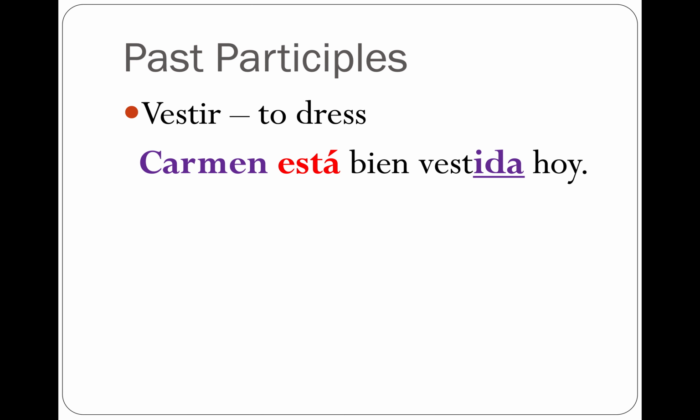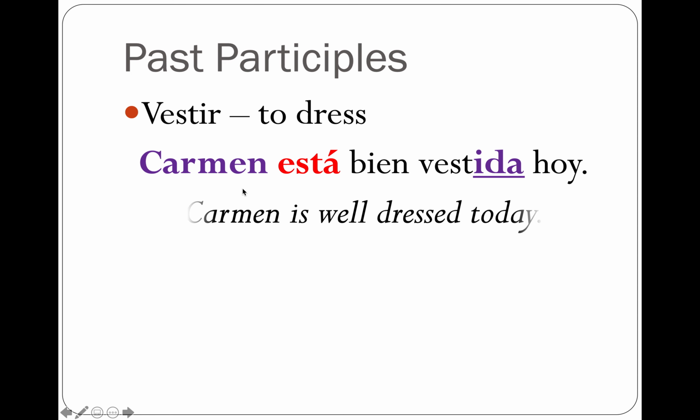Okay, and you do the same thing. See, vestir is ido or ida, depending on what you're trying to describe. So I'm describing Carmen. Carmen is a girl. That's a name for girls. So you have to use the verb to be, estar. And then the second verb will be vestir, which becomes an adjective. You're describing Carmen, all right? So Carmen is well dressed today.